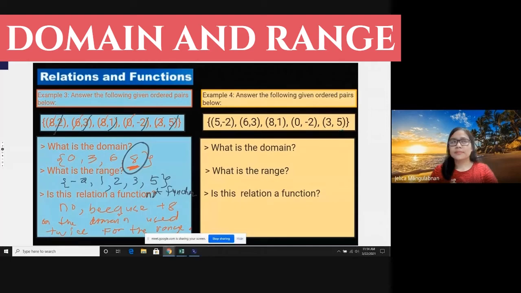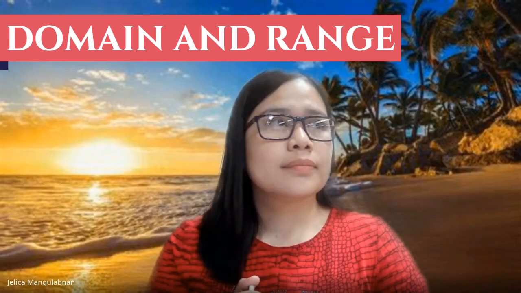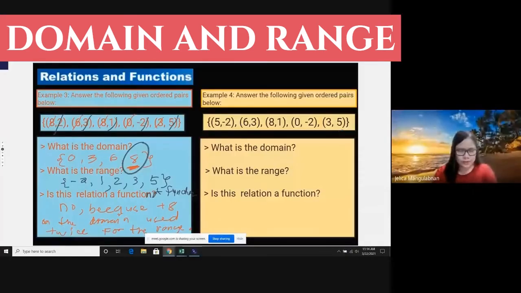Example number 4. Answer the following given ordered pairs below. First, we're going to identify all the domains. We'll use red font for the domain. So we have 5, 6, 8, 0, and 3. From least to highest, we'll start with 0. We need to be careful, so I will cancel out what I have written so that I will not get confused. Then 3, followed by 5, followed by 6, and then 8. Those are the domains.